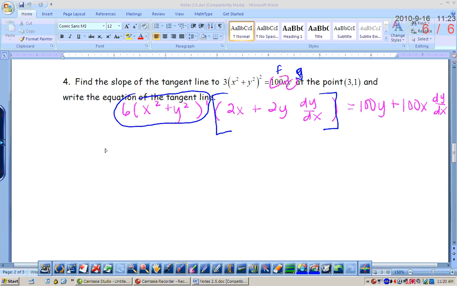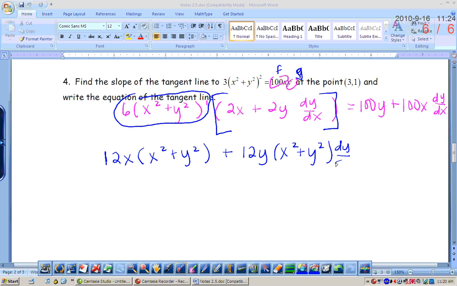All right, so when I distribute that chunk, the 6 times 2x I'm going to write as 12x, and then times the x squared plus y squared, plus, and the 6 times 2y I'm going to write as 12y, and then x squared plus y squared dy dx.